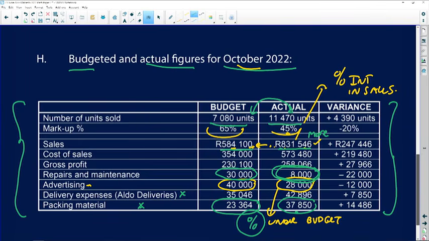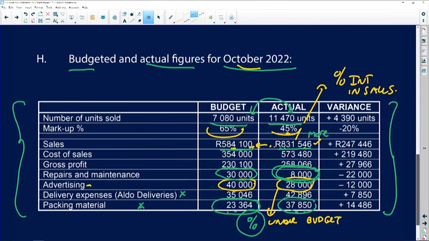So if we take the difference between the 37,350 minus the 23,364, divide that by the 23,364, we'll get the percentage, right? We can do the same for sales and we can compare. But generally, if your sales increase, so should your packing material. Similarly, if we look at delivery expenses, there's been an increase also. But remember again, if the business is providing a delivery service, the more sales you have, the more this particular payment towards this expense will be.